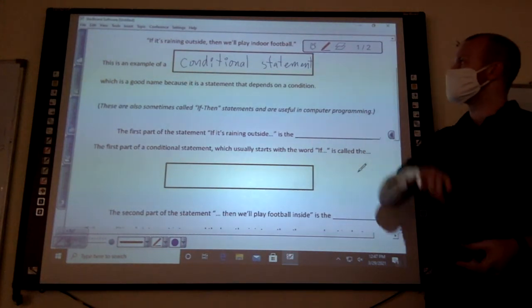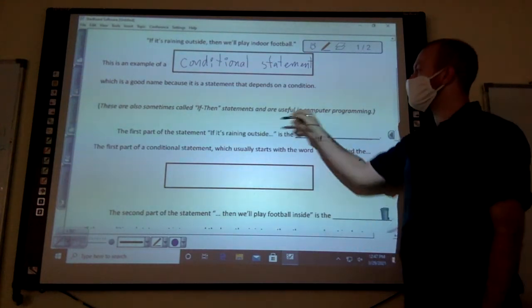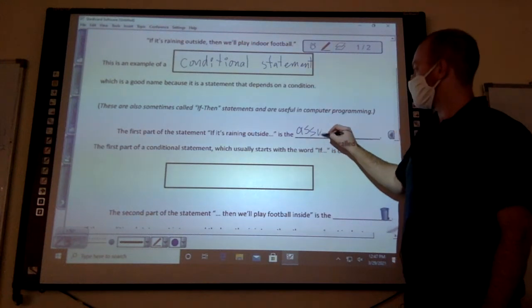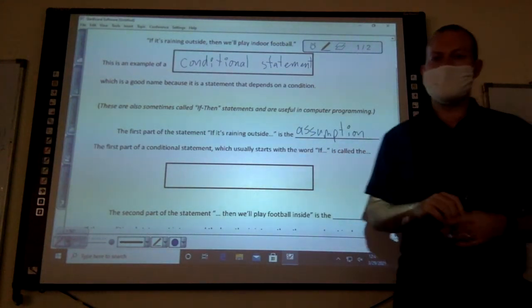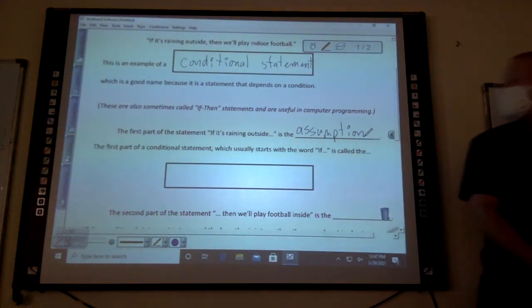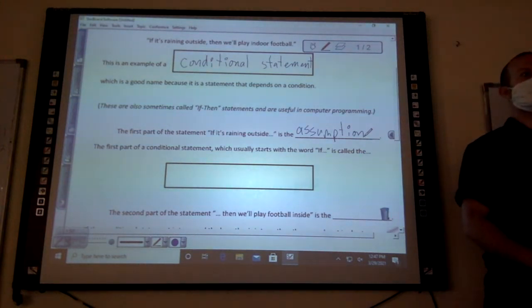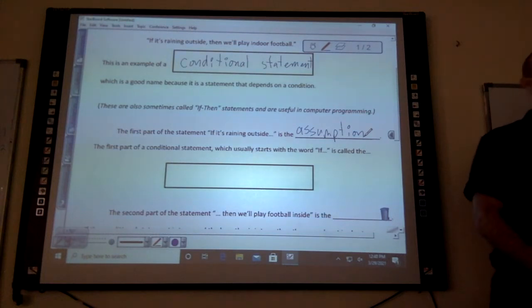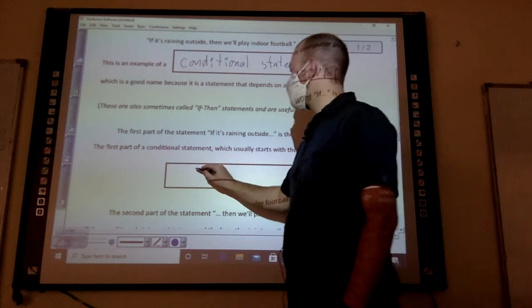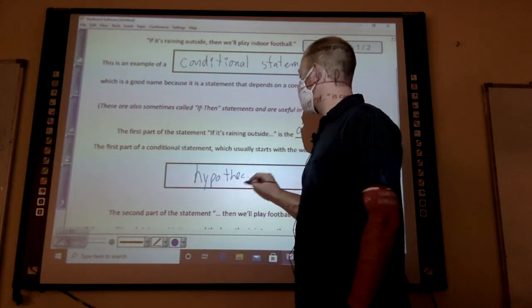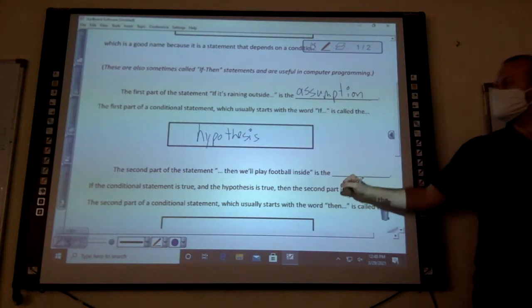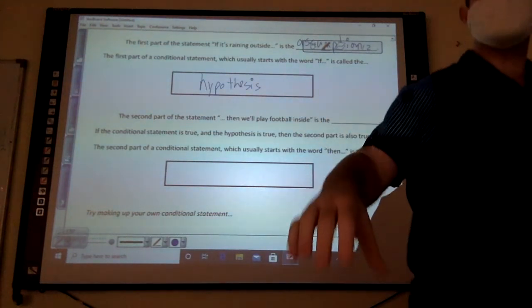The first part of this statement, that if it's raining outside, is called an assumption. So we're going to assume that. I totally misspelled assumption. This is the part that you assume is correct. This is also known as the hypothesis. Have you heard of the term hypothesis before? If you were doing an experiment in physics, chemistry, math, something like that, you're going to have a hypothesis, meaning this is what you're going to assume or what you're trying to figure out. We'll use it slightly different here, but this is our hypothesis. And if the first part, that if it's raining outside, is the hypothesis, any guesses what the then part of our statement is going to be?